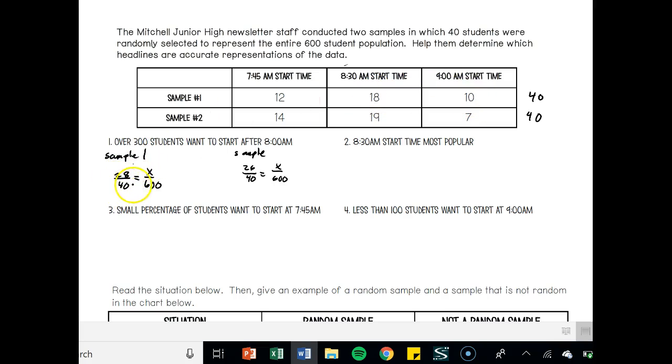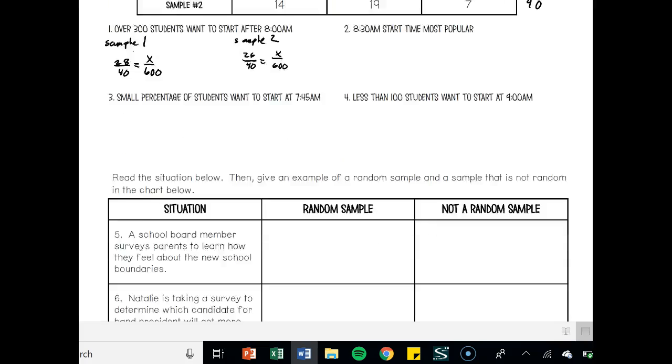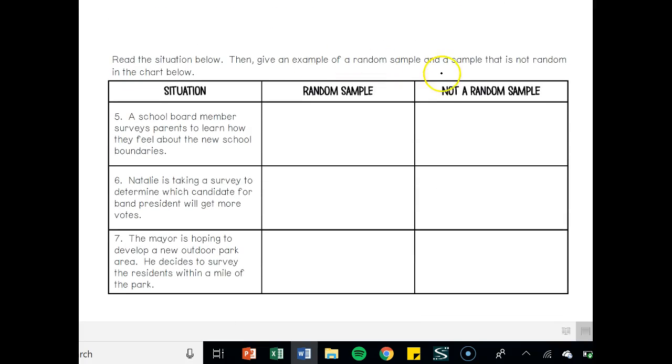That's 28 out of the 40 surveyed is equal to x over, remember there were 600 students in the entire population. And then for sample 2, right, that's the 19 plus 7, so that's 26 students want to start after 8 out of the 40 surveyed, so that's 26 over 40 equals x over 600. You're going to cross multiply and solve and see if that is a true statement. So again, basically you're going to want to say, of these headlines, using these proportions, do you get true statements, right? And then the second section below is a little bit, you want to give an example of a random sample and a sample that is not random for those events right there.